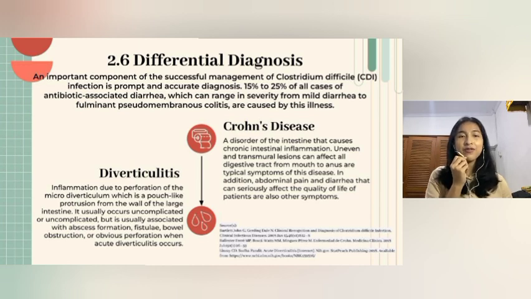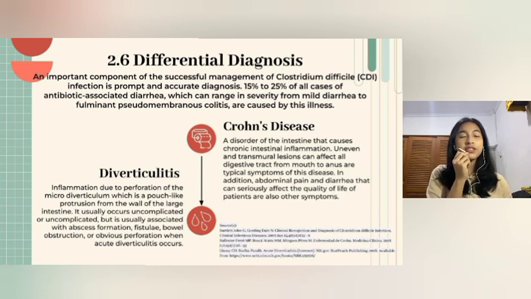I am Wulan Trianti with 3 last digit numbers 86, and I will deliver chapter 2.6, Differential Diagnosis. An important component of the successful management of Clostridium difficile infections, or CDI, is a prompt and accurate diagnosis. 15% to 25% of all cases of antibiotic-associated diarrhea, which can range in severity from mild diarrhea to fulminant pseudomembranous colitis, are caused by this illness.